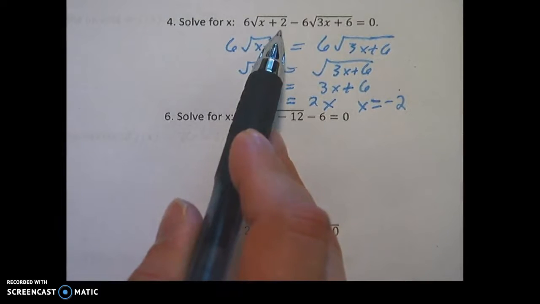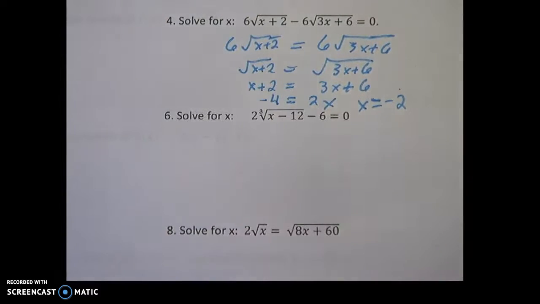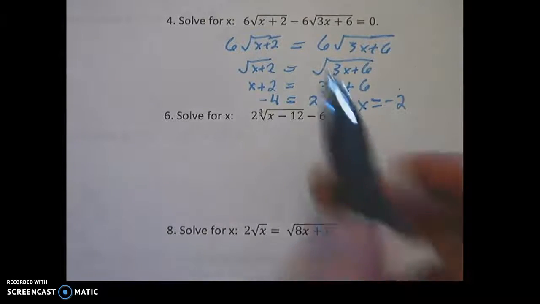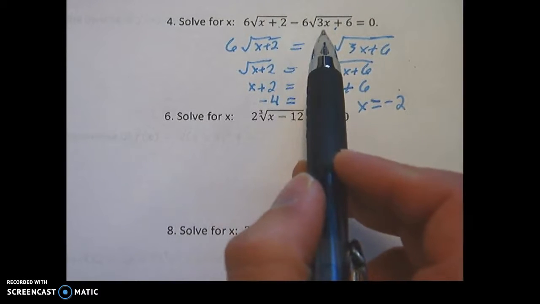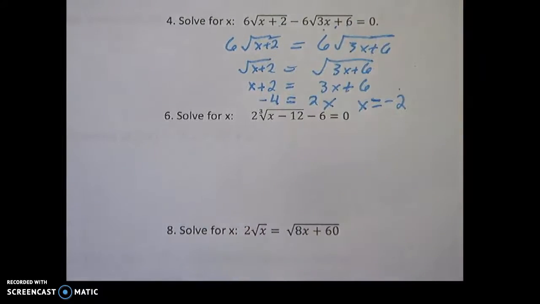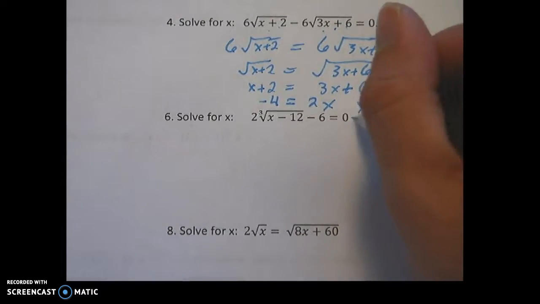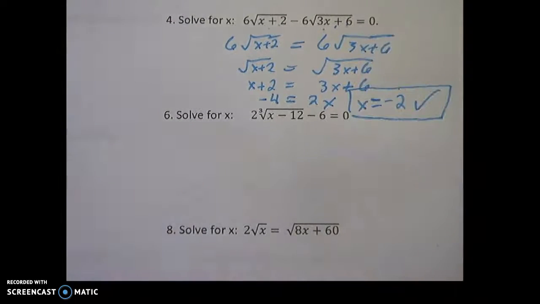So negative 2 plus 2 is 0. The square root of 0 is 0. And 6 times 0 is just 0. Minus, let's see, 3 times negative 2 is also negative 6. Negative 6 plus 6 is still 0. So this is essentially 0 minus 0 equals 0. That's the correct answer. X equals negative 2 is the correct answer here.